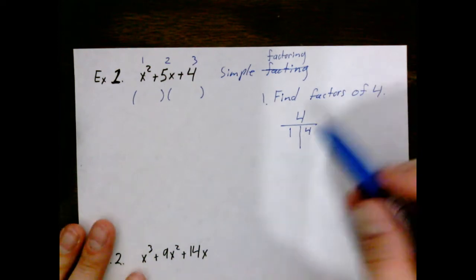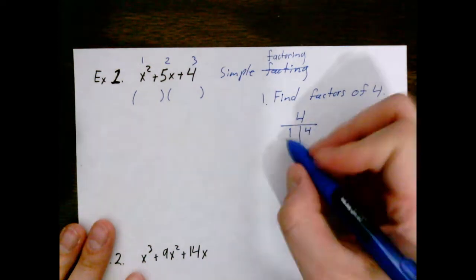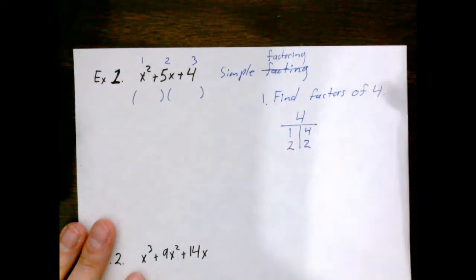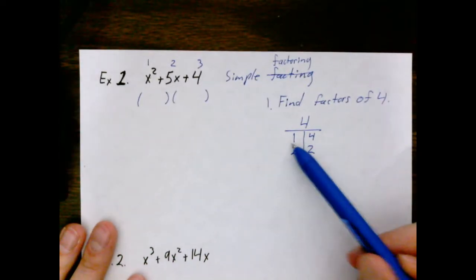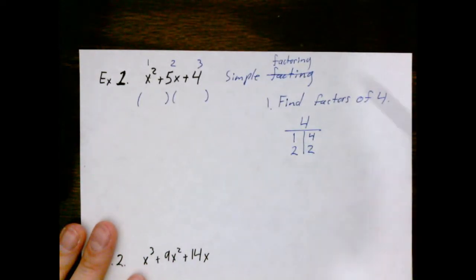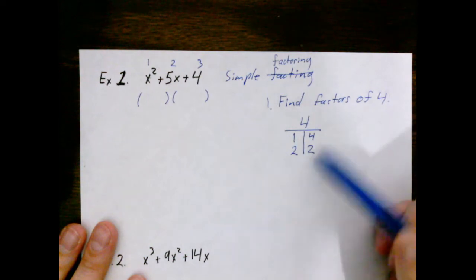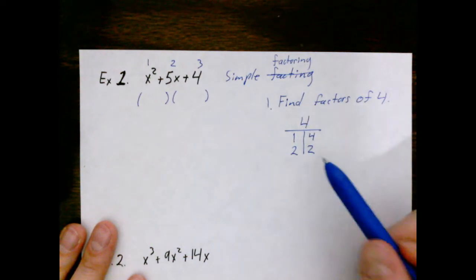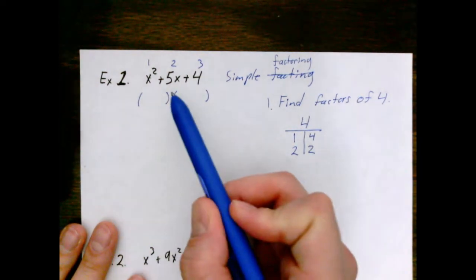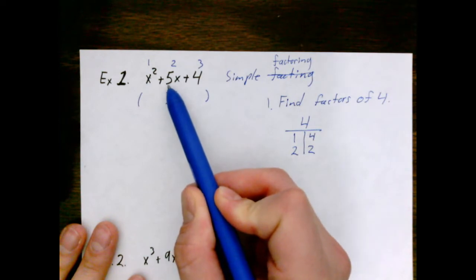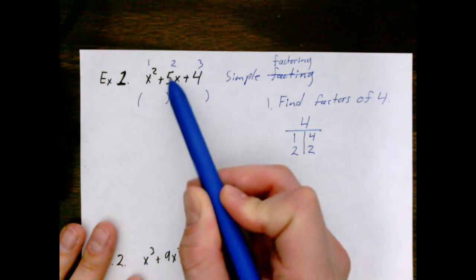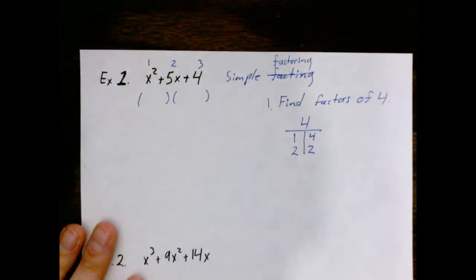This is great. The other factors are 2 and 2, obviously. So we have 1 and 4 to work with and 2 and 2. And our goal, now that we have looked at all the factors of 4, is we need to pick a set of factors that are going to add up to this middle number. They could also subtract to this middle number. We can get a little creative.